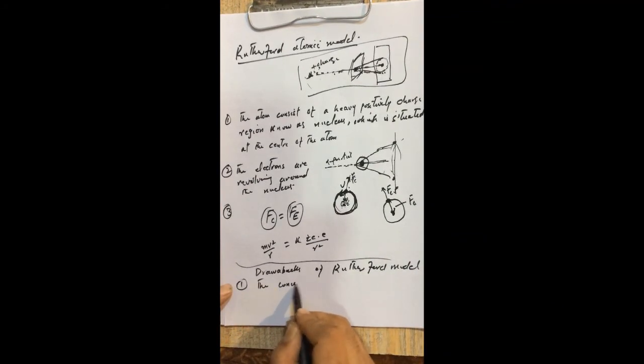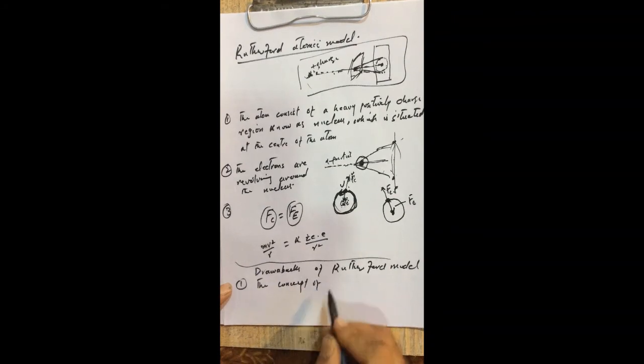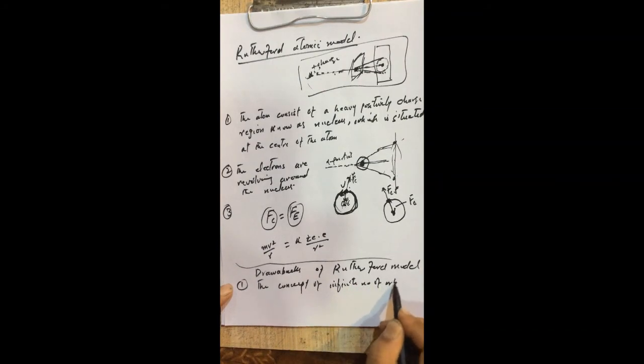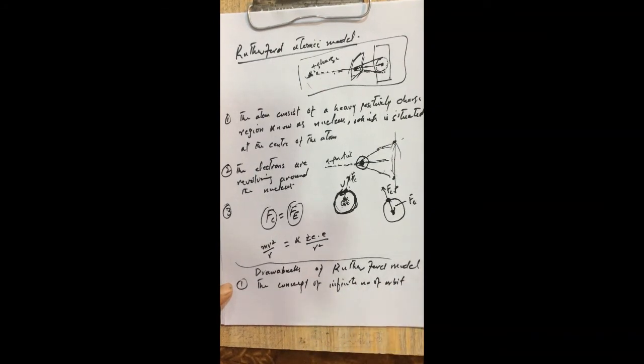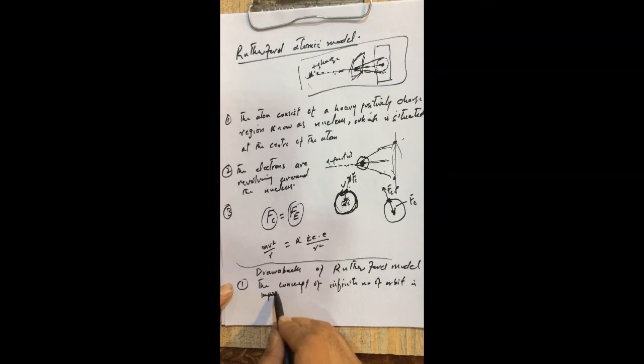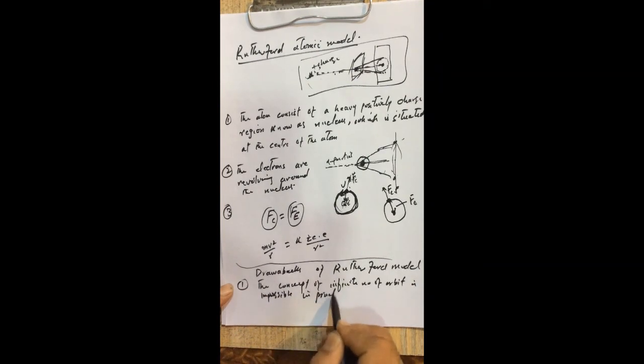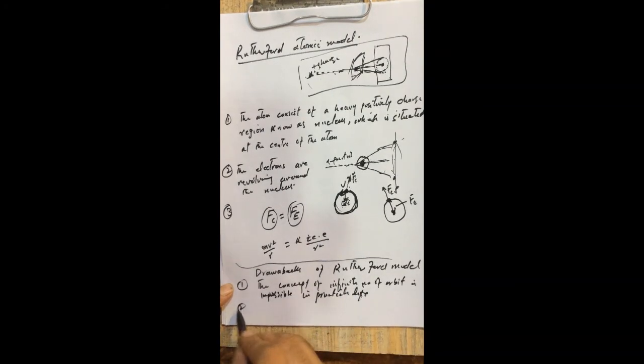The concept of an infinite number of orbits is impossible in practical life. This is the first drawback.